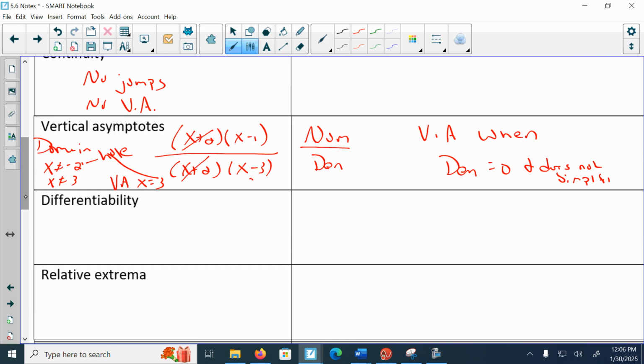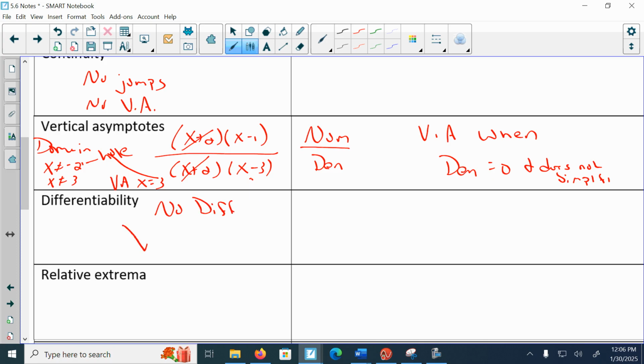Remember, differentiable, I can't even say it. This is when you can find the derivative of the function. In other words, the function has a slope. If it's not a continuous function, you cannot find the derivative. But if it is a continuous function, there are some places where you cannot find the derivative.